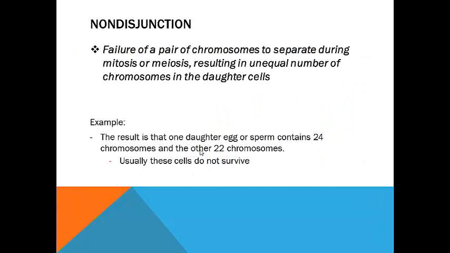Non-disjunction. This is the failure of a pair of chromosomes to separate during mitosis or meiosis, resulting in unequal numbers of chromosomes in the daughter cells. An example of this: one daughter egg or sperm contains 24 chromosomes and the other 22 chromosomes. Usually, these cells do not survive.